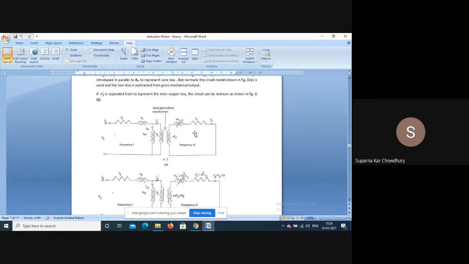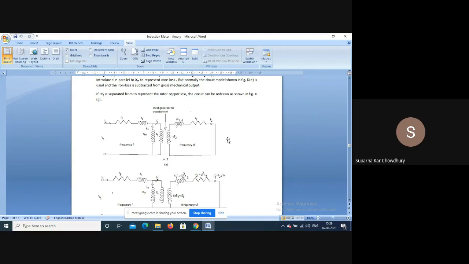So the rotor, when rotating with a slip S, the induced EMF is SE2, the frequency is SF, so its inductance will be SX2, where X2 is the reactance corresponding to the supply frequency F. And this is the resistance R2. This is the short circuited circuit, and this is XM.